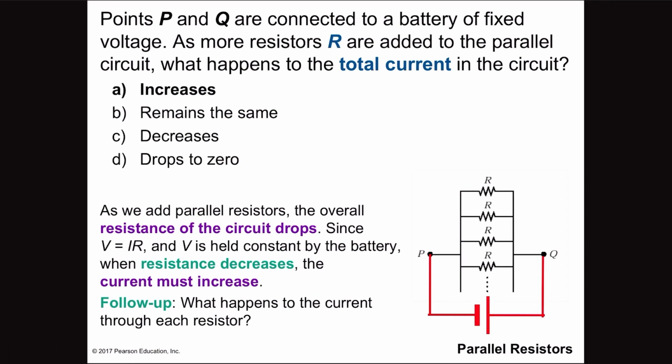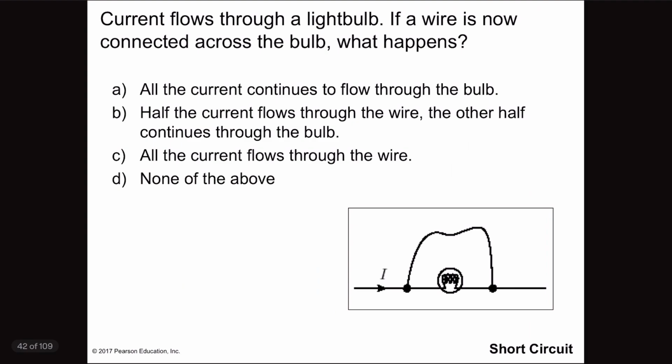Yeah. So next one, current flows through a light bulb. If a wire is now connected across the bulb, what happens? So essentially, we've given this what is called a short. We've given it a path that the current can flow through with zero resistance, which means that when two objects are in parallel like that, the majority of the current's going to go through the thing with the smallest resistance, which automatically tells us that most of the current's going to go up here.